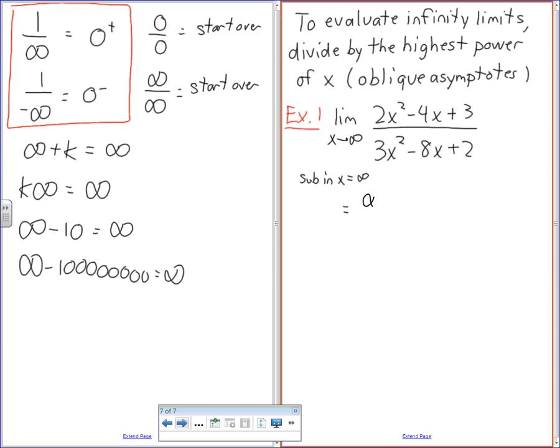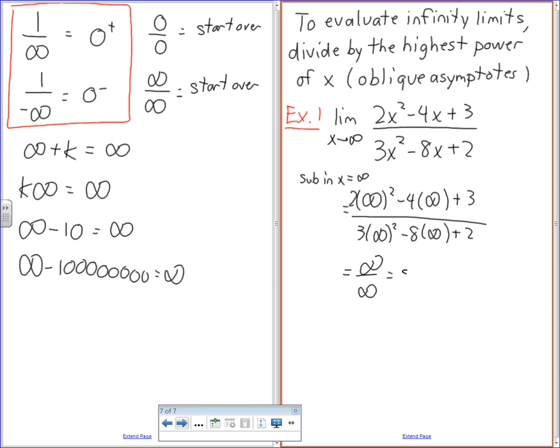You get infinity, 2 times infinity squared minus 4 times infinity plus 3 all over 3 times infinity squared minus 8 times infinity plus 2. Okay, infinity squared is still infinity. Infinity minus infinity is, we don't know, plus 3. I'm going to call that infinity over infinity, which is start over.